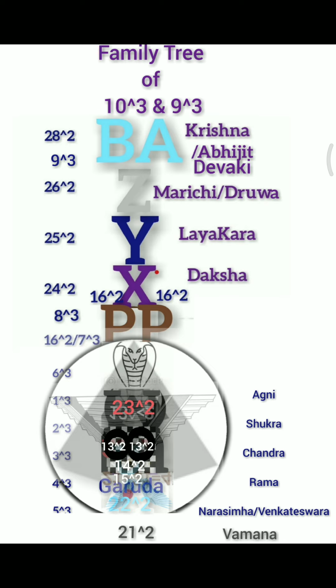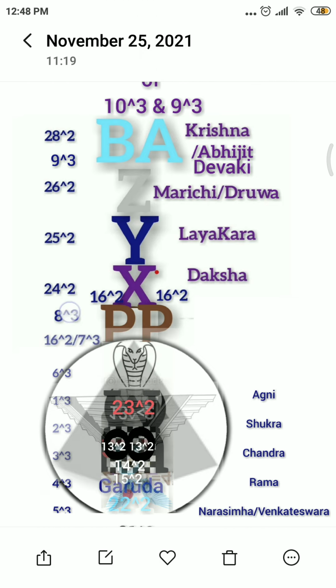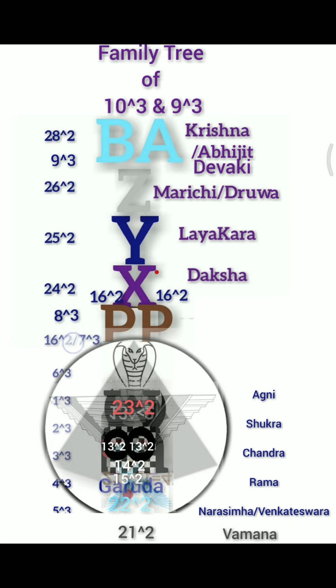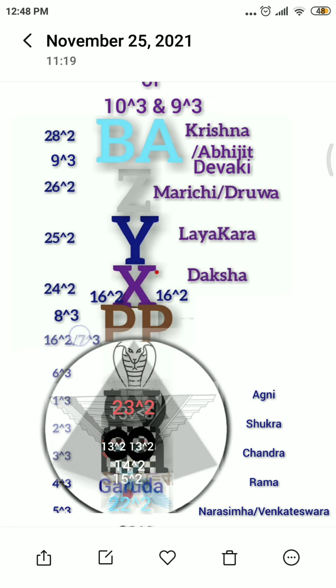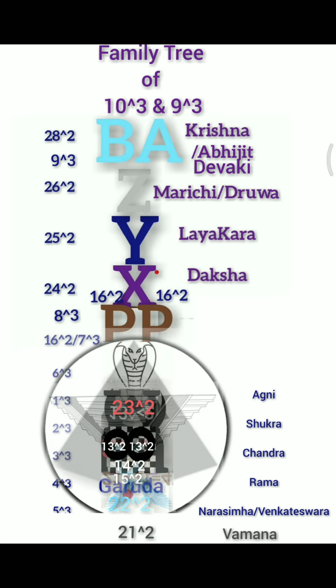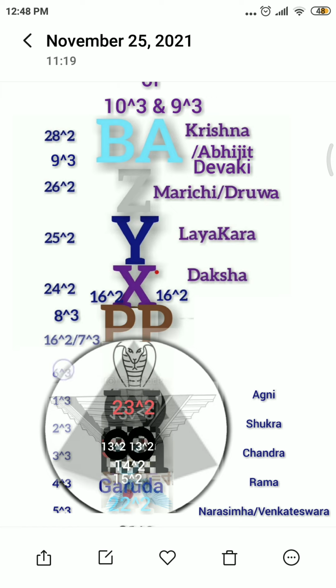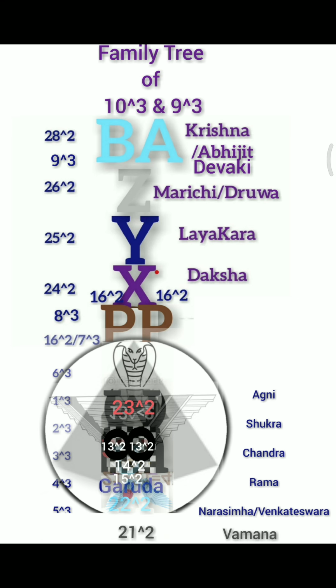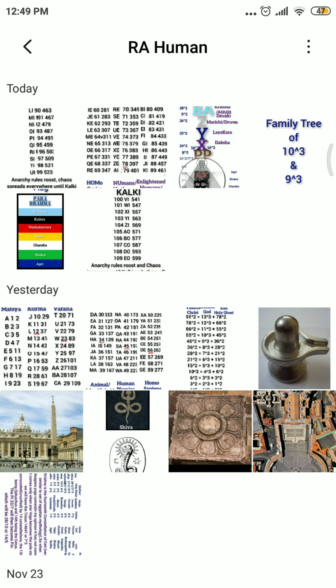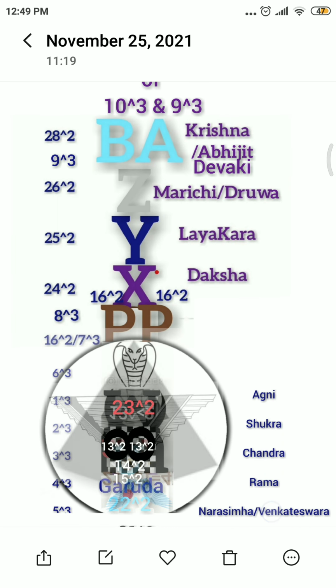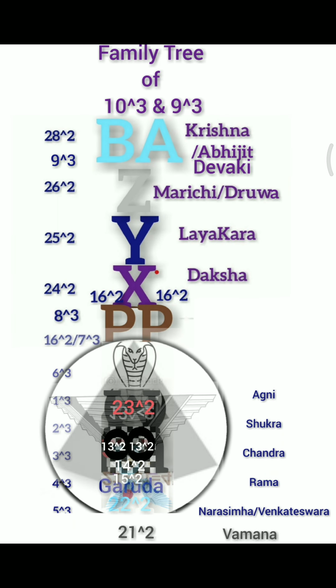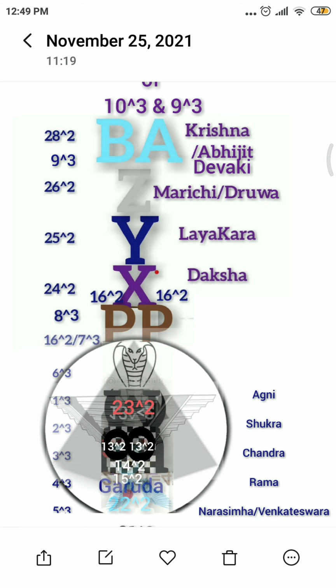And then 8 cube is 16 squared plus 16 squared, that's how it is structured. Then 7 cube, we all know, that is the Trisurya, that guy. And then we have 6 cube, which is of course the Kukulkan. And then 5 cube is Narasimha, basically Narasimha. 4 cube is Rama. 3 cube is Chandra. 2 cube is Shukra. 1 cube is Agni.